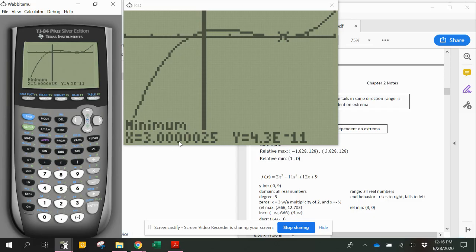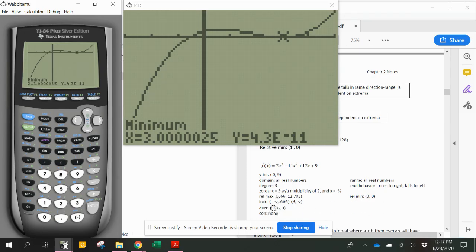This time it gave me 3.0000025. And then it gave me this crazy notation. This means you're going to move the decimal 11 points to the left, so it's 0.0000, etc. 4. Well, anytime you see e to the negative notation, that's your calculator's way of saying 0. Again, I'm calling it a pixel issue. This really means 3, and this over here really means 0. So our relative min is at 3, 0.